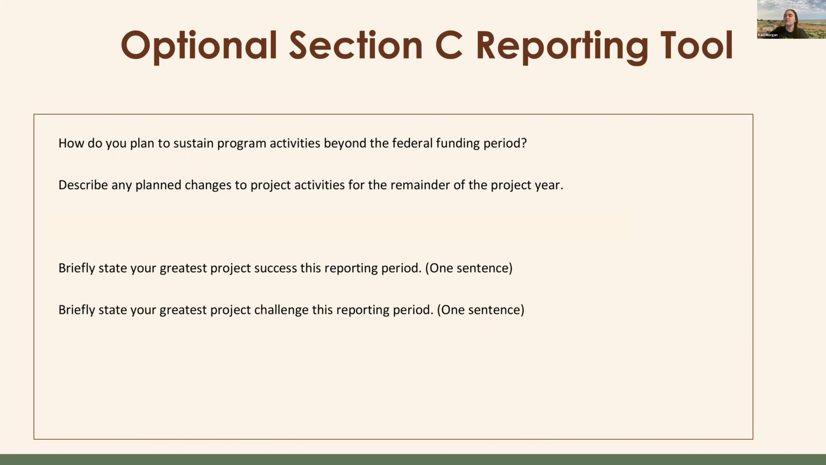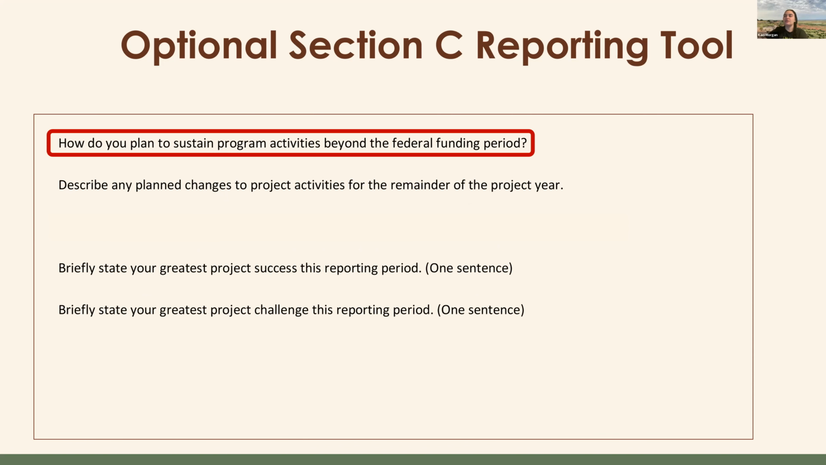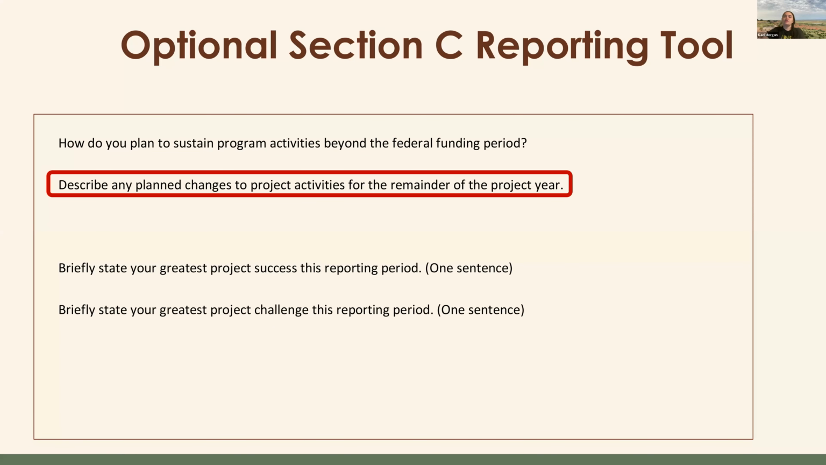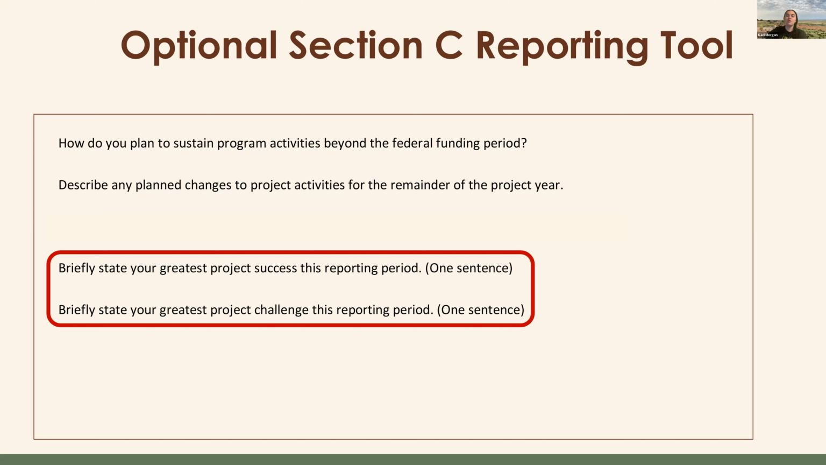And then the last few questions on here: how do you plan to sustain program activities beyond the federal funding period? Describe any planned changes to project activities for the remainder of the project year. So anything you plan to change between now and that end of November time period. And then in one sentence, you're going to briefly state your greatest project success for this reporting period and your greatest project challenge.